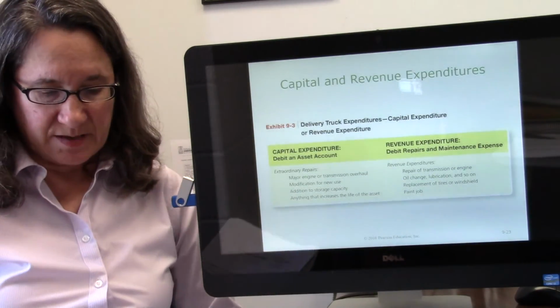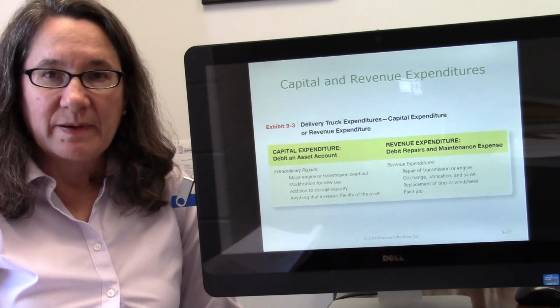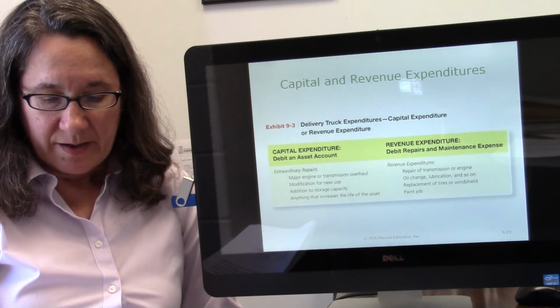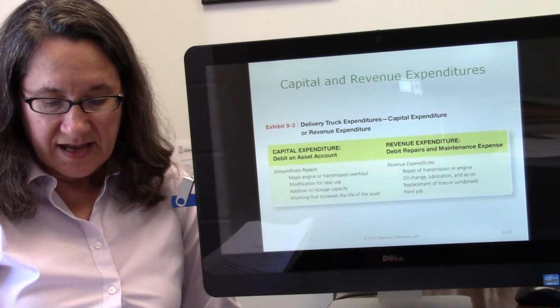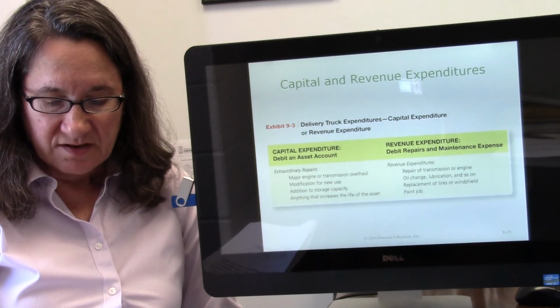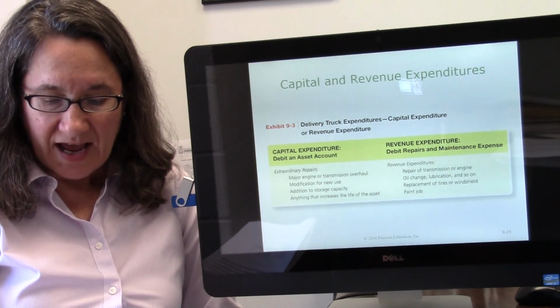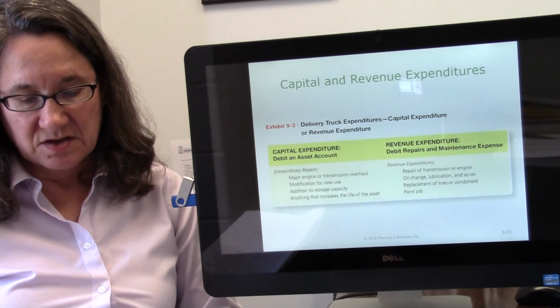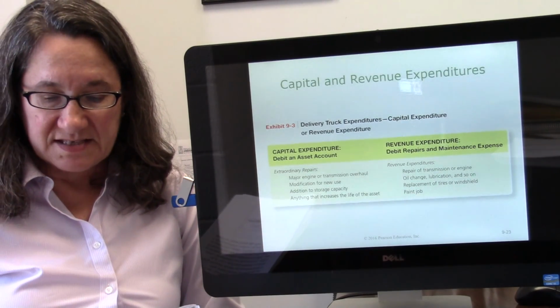So here are some other examples. Exhibit 9.3 on page 480 shows some A, capital expenditures, and B, revenue expenditures for a delivery truck. Treating a capital expenditure as an expense, or vice versa, creates an accounting error.